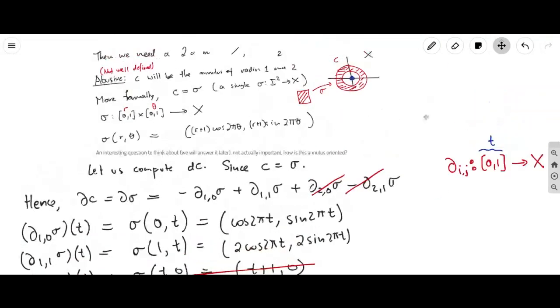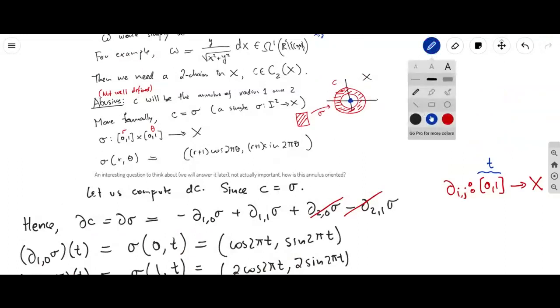And if you think about it, it should in a way make sense, because let's go around the boundary of this square. As you use the right-hand rule to go around the boundary, the outside, basically two of these edges.